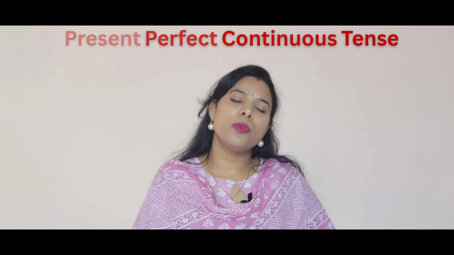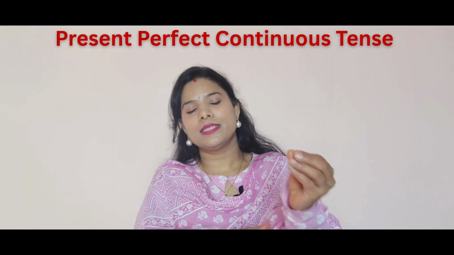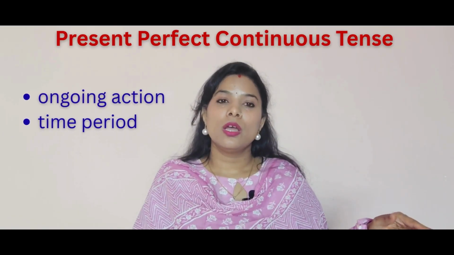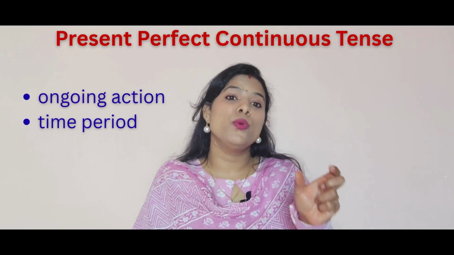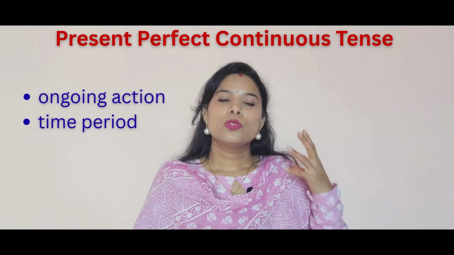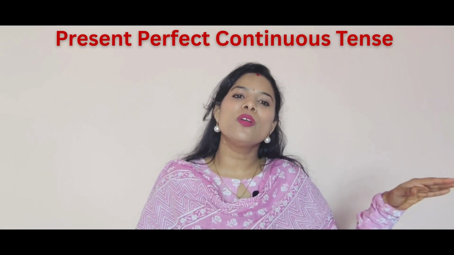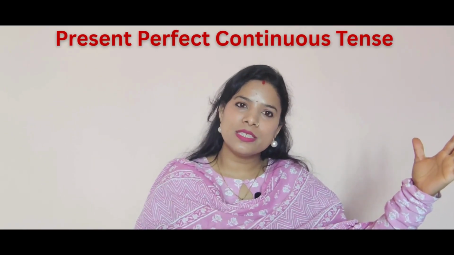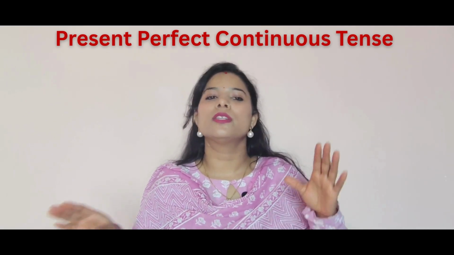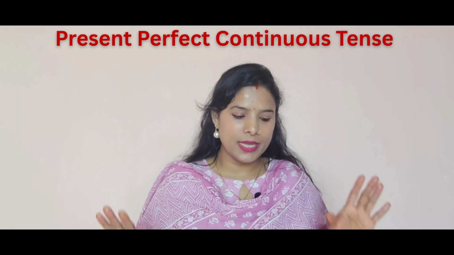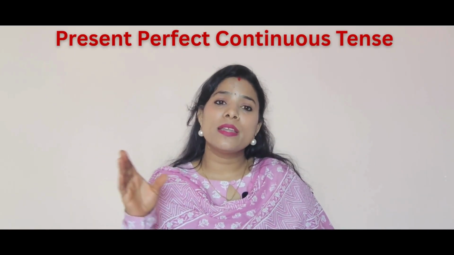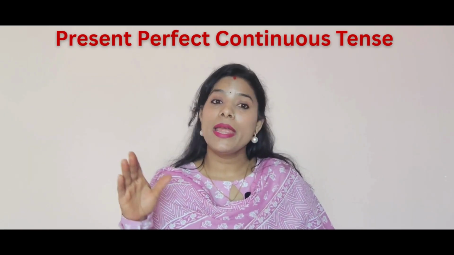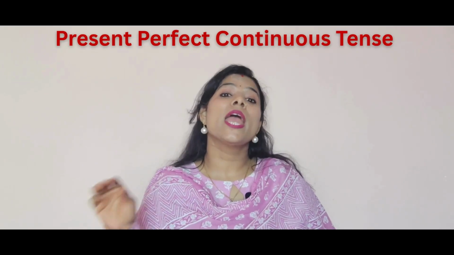So now we have present perfect continuous tense, as the tense is suggesting perfect continuous. So continuous means an ongoing action, and perfect means it will give you a time period. Okay, so those actions which are continuously going on, they started in the past but they are still going on, it comes in present perfect continuous tense. For example, they have been discussing this matter since last night. Okay, I have been learning yoga for 5 years.